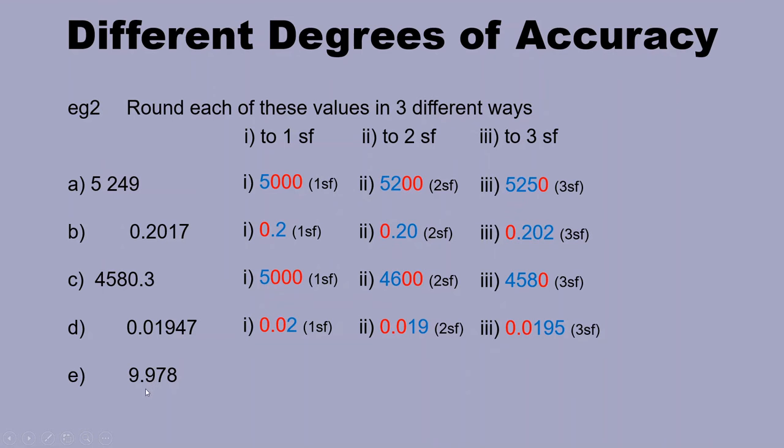That's definitely big enough to round it up. So the 9 is going to round up 1 to make it 10. So to 1 significant figure, that's 10. This 1 is significant. The 0, which is trailing, is not significant. This is 1 significant figure.